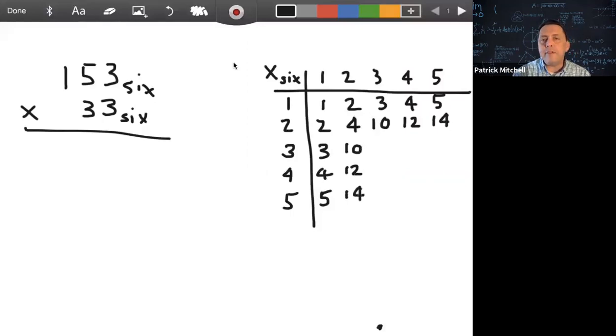3 cans times 3 would be 9 cans, which is 1 6-pack and 3 loose cans. 3 cans times 4 is 12 cans, which is 2 6-packs and 0 loose cans. 3 cans times 5 is 15 cans, which is 2 6-packs and 3 loose cans.